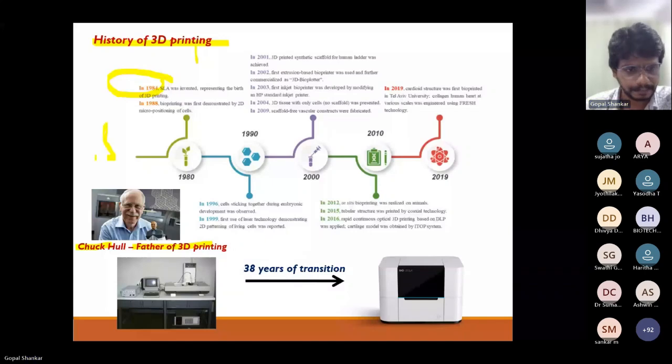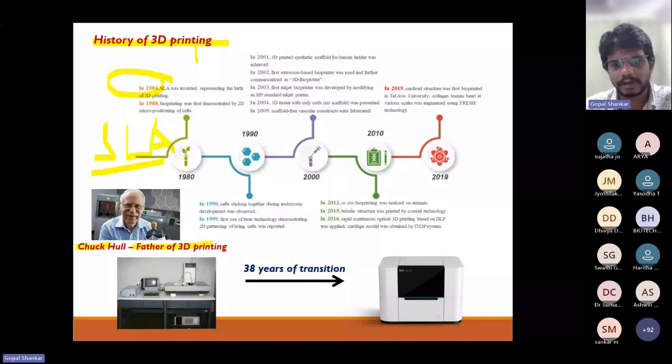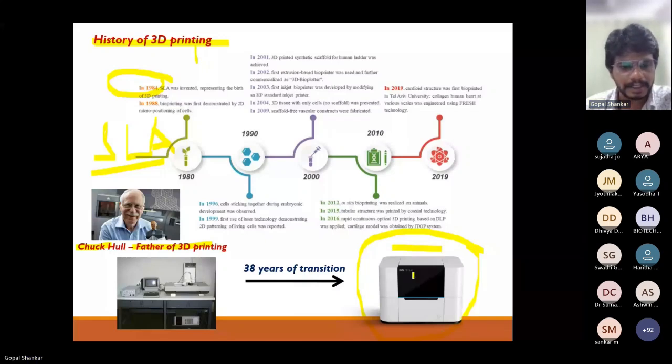Stereolithography printer. And from 1984, it got evolved. First, there was a normal printer. Then there was something called a bioprinter, which means that you can introduce cells along with the printing process. And now currently we have this most commonly studied 3D printer from Cellink, called BioCellX. And you see here, this is in 1984. You see how it looks. And you see, to get modernized, it took nearly 38 years of transition.